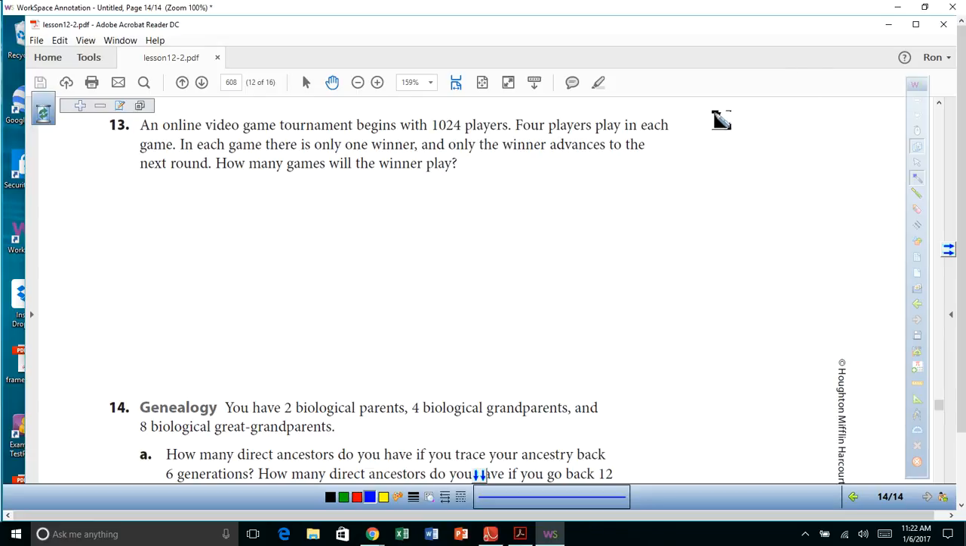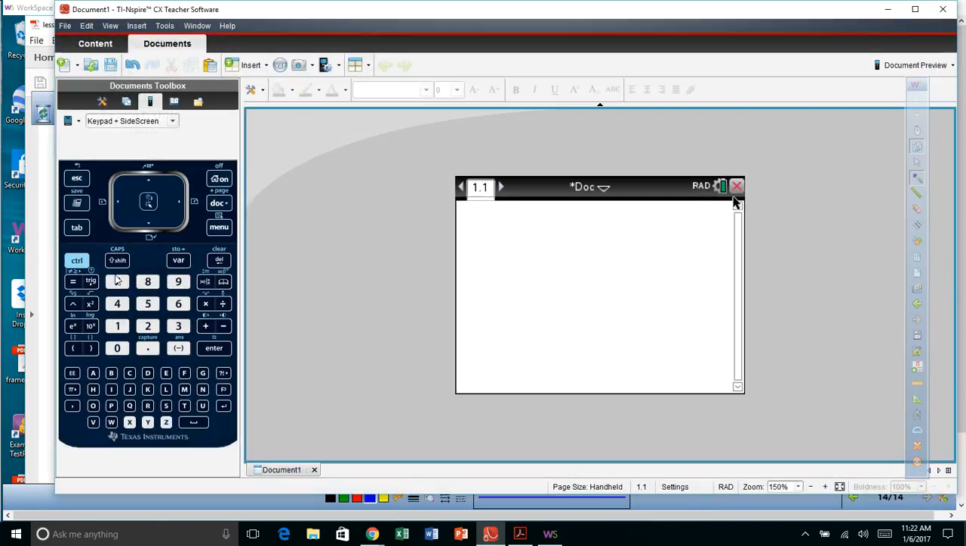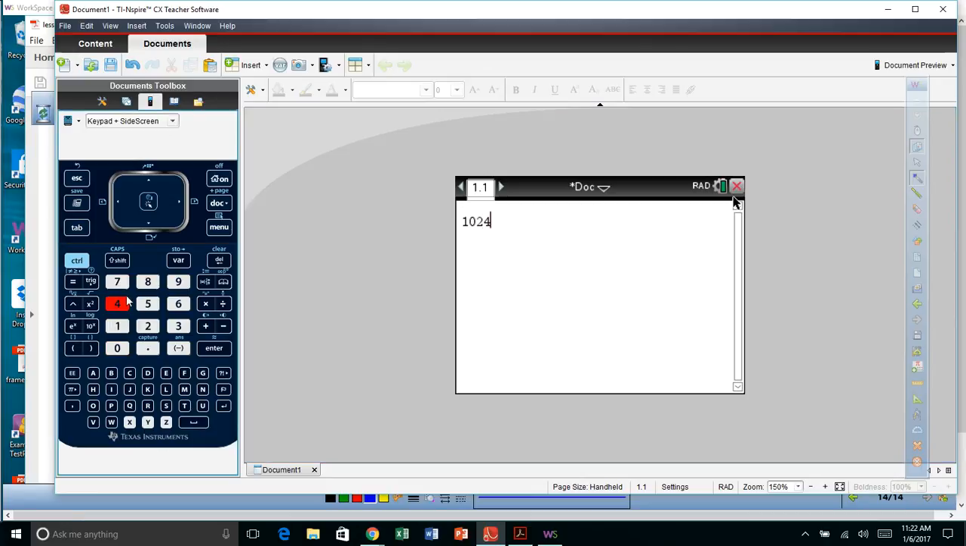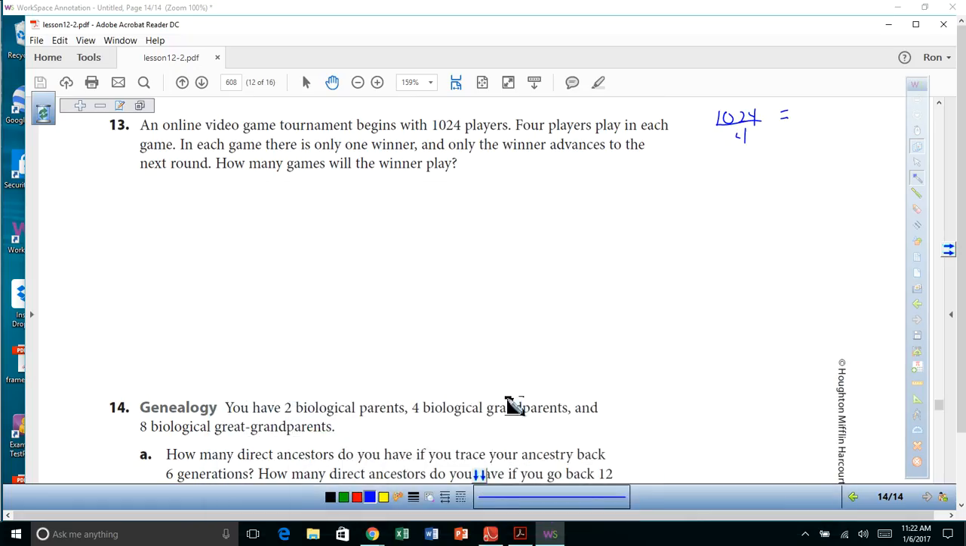So there's 1,024 players, right? And 4 players. So let's divide that by 4. And let's see, 1,024 divided by 4 is 256. So A equals 256. R is going to be 1/4 because only one out of the 4 players advances.